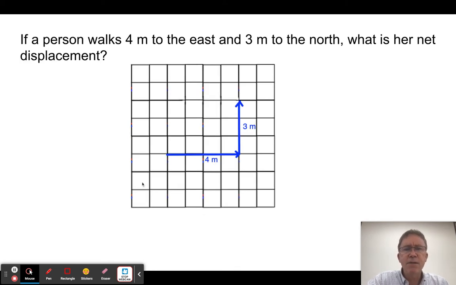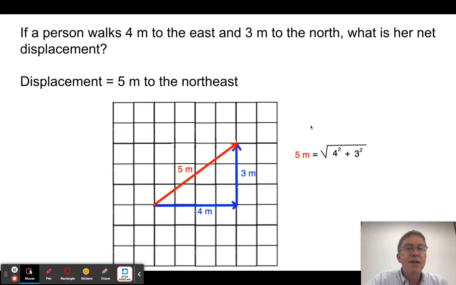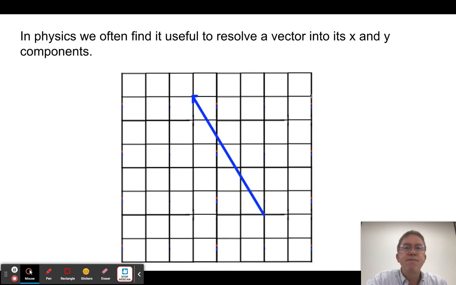What if the person walked 4 meters in the positive x direction, east, and then 3 meters in the positive y direction, north? What's that person's displacement? In this case, I'd start here, I'd end here. Since this is a right angle, I can use the Pythagorean Theorem to figure out that this resultant vector is 5 meters long in magnitude, because it's the square root of 4 squared plus 3 squared. I'll just say to the northeast; we could use trigonometry, and later in the year we will, to figure out exactly what this angle is.